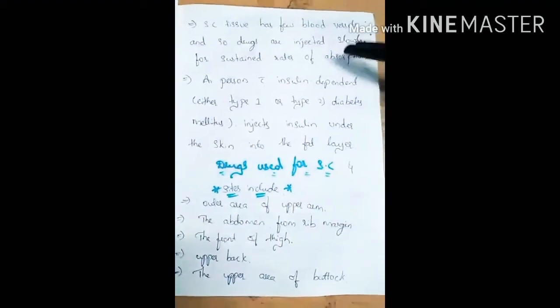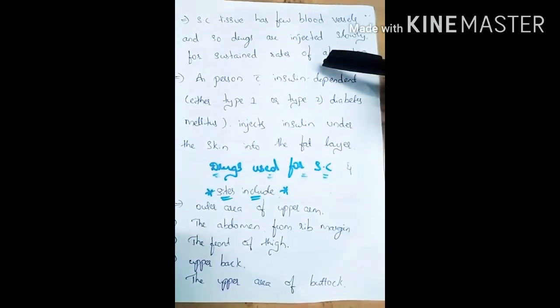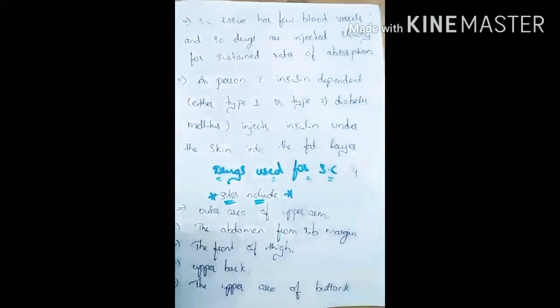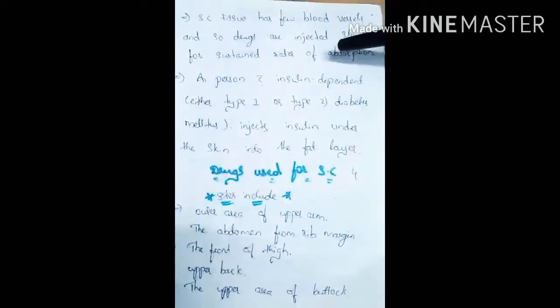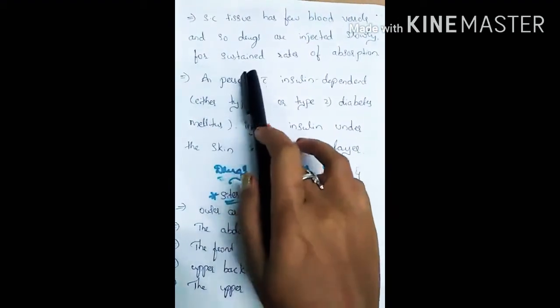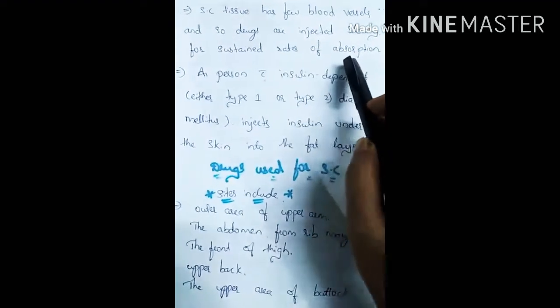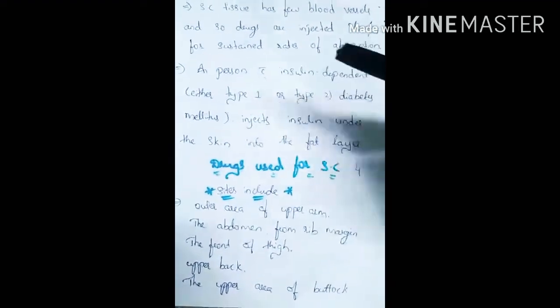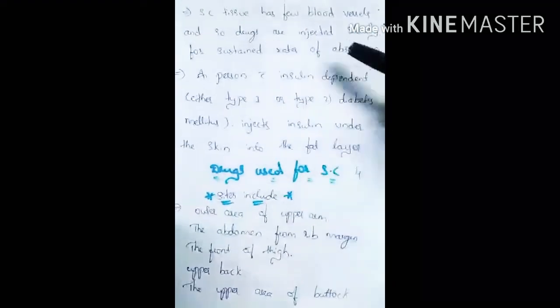Next, subcutaneous tissue has few blood vessels. So compared to IM, it has few blood vessels, and the drug is injected slowly for a sustained rate of absorption. Sustained means a slow rate of absorption occurs.